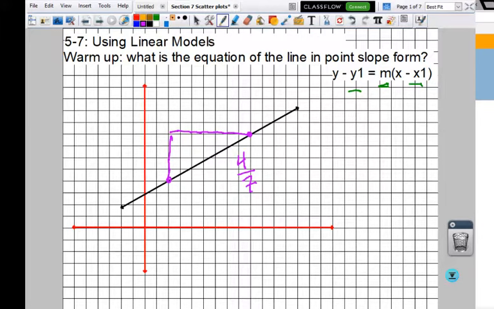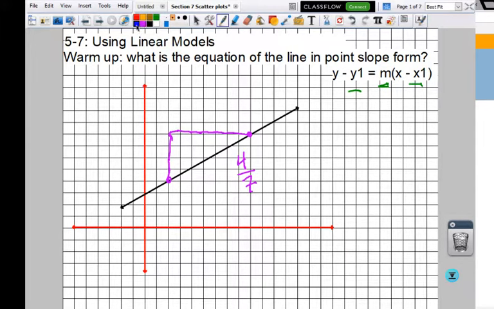No, you did it the wrong way, because you have to go from left to right, and then you go up. Remember, always go from left to right. And on the left, you go up and then over. And then we need an x1 and a y1.